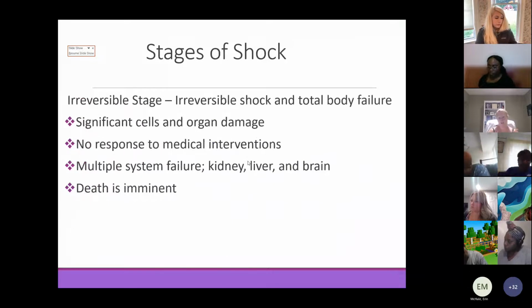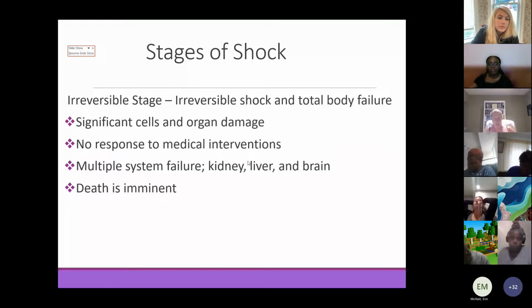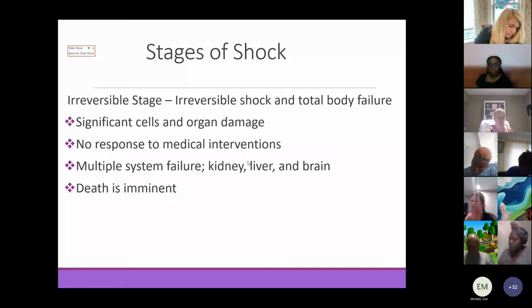All right, and then the irreversible stage. So that's pretty self-explanatory. Shock at this point is irreversible, and everything in the body is going to completely fail. So we're going to have a lot of significant damage to our cells and our organs. Usually, no matter what we do at this point, the body does not respond to any medical interventions. And then the patient has what we call multi-system failure. So no activity in the brain, the liver shuts down, the kidney shuts down, and then death is pretty imminent once you get to this stage.